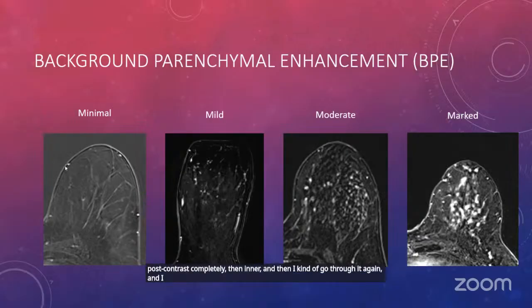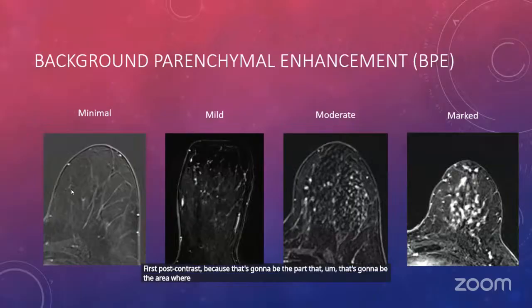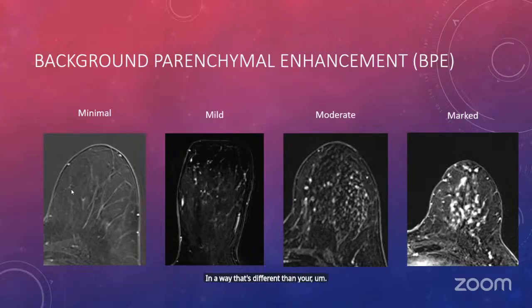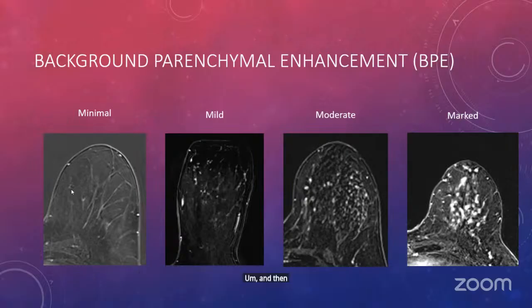And for that, I focus on the first post contrast, because that's going to be the area where your malignancies are going to enhance in a way that's different than your benign entities, right? That's where that washout peaks. And then I just go through the other post-contrast sequences as well, but I go through them quicker on subsequent times. And then I look at the Dynacad for enhancement, for the kinetics last.